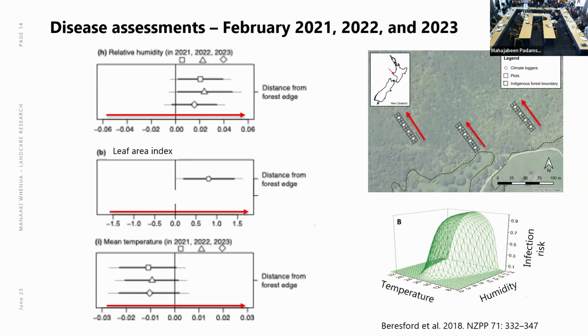Now, I do need to say that with these plots, we're looking at how humidity changes across the edge, how cover changes across the edge, and how disease changes across the edge. So it's all correlative, not looking at the direct influence of those things on disease.